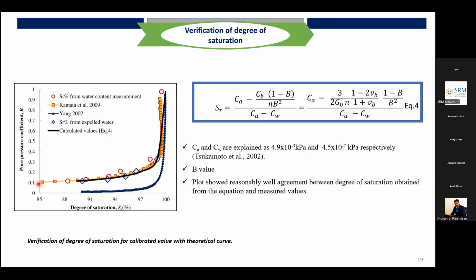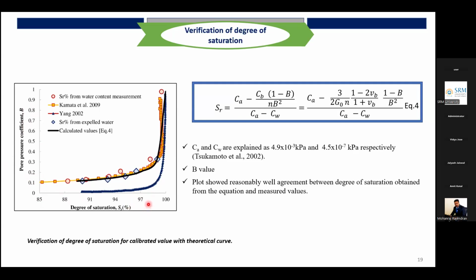So look at the scenario in this particular plot of degree of saturation with the pore pressure coefficient. It's a very narrow range where we are talking about somewhere from 85 to 95 or 97. It's a very gradual improvement of the pore pressure parameter B over a larger variation in degree of saturation. But when the degree of saturation goes beyond 97, there is a great exponential variation of your pore pressure parameter.